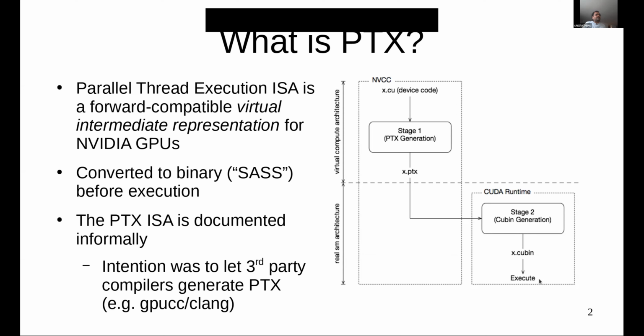It was also their intention to let third-party compilers generate PTX. So PTX was a long-lived stable target. So for example, GPU-CC or more recently Clang supports compiling CUDA code into PTX, which can then be compiled into the binary form by NVIDIA's compilers.